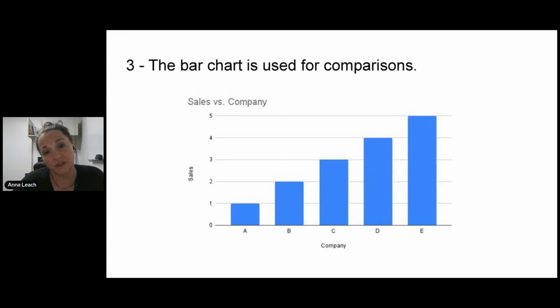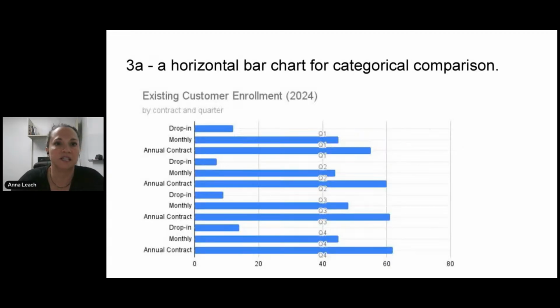An alternative to this type of bar chart for comparisons is also a horizontal bar chart. This is great for categorical comparisons. So if we're thinking back to that first pie chart that I showed 2 slides ago, where I wanted to know of my existing customers, what percentage of them have an annual contract by quarter 1. And then I wanted to compare that to the other quarters, quarter 2, 3, and 4.